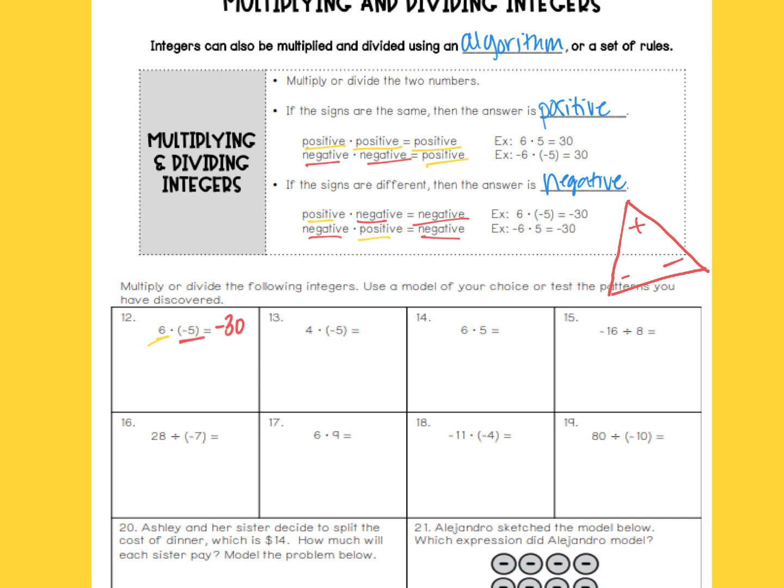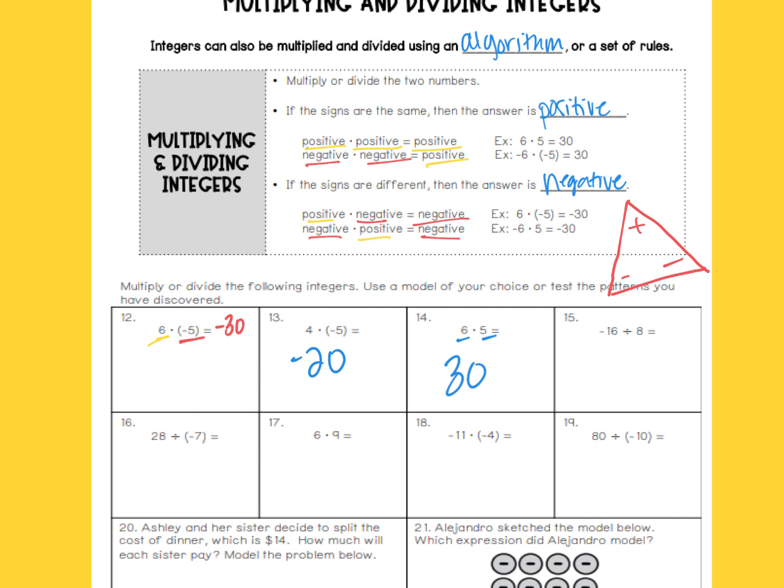So let's look at number 13. We have 4 times negative 5. So we have a positive and a negative. That means our answer will be negative. So 4 times 5 is 20, and we need negative 20. Number 14 says 6 times 5. Those are both positives, so my answer will be positive 30.